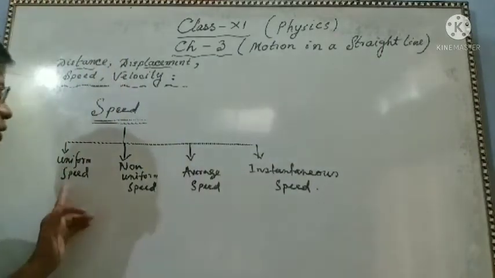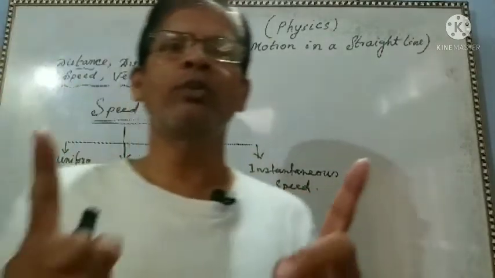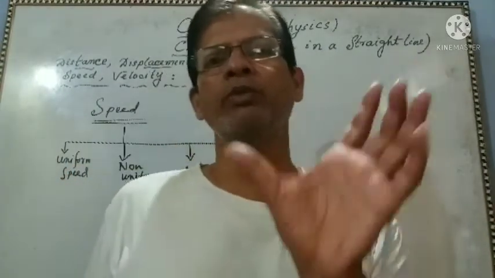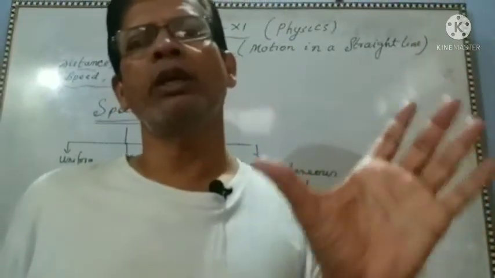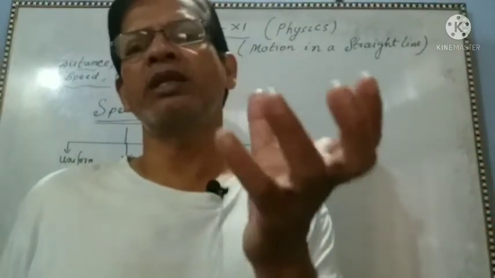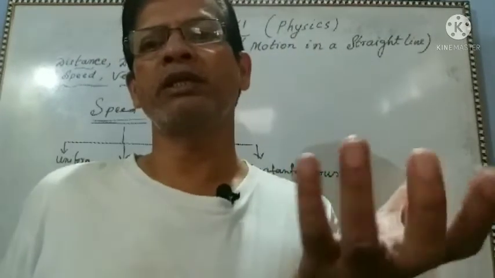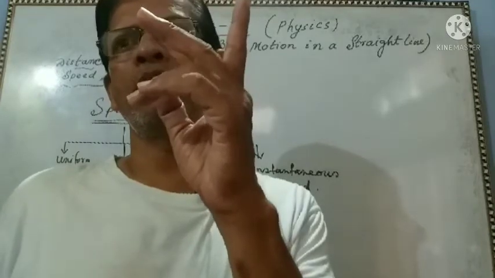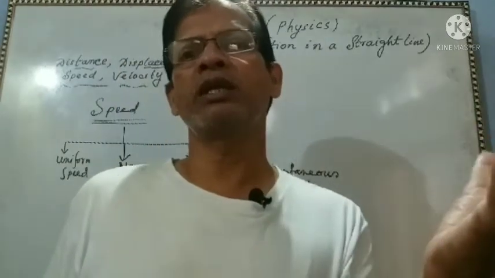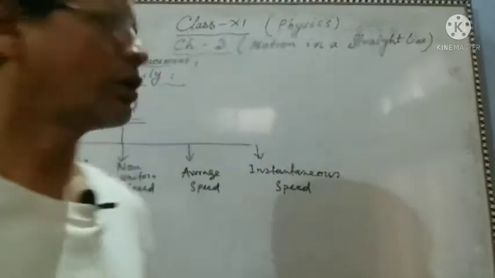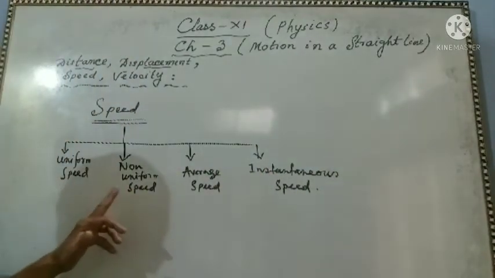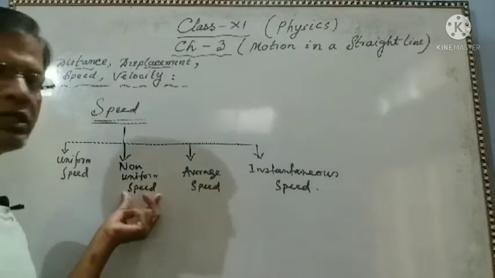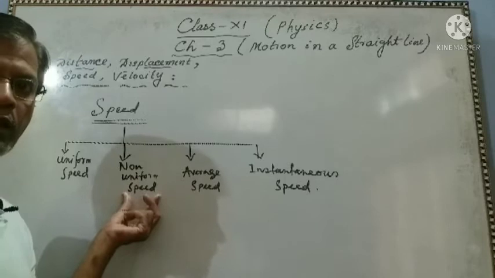Non-uniform speed: if an object covers equal distance in unequal intervals of time. Suppose every 1 kilometer is covered, first it takes 5 minutes, second time it takes 7 minutes, next time 6 minutes, next time 4 minutes. This is called the non-uniform speed. Uniform is equal distance in equal intervals of time; non-uniform is equal distance in unequal intervals of time.